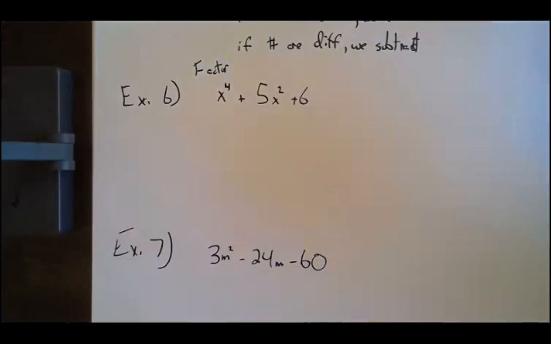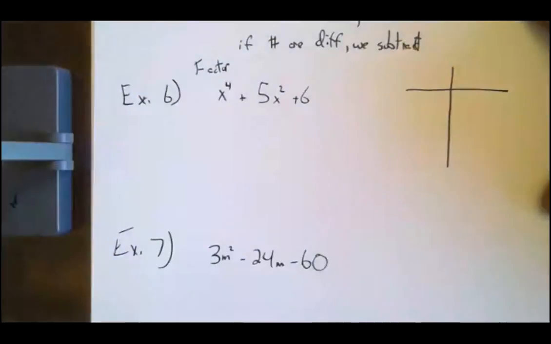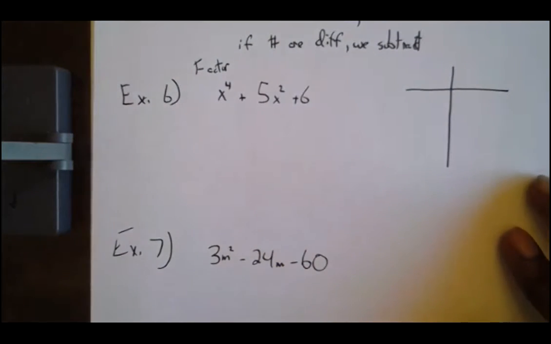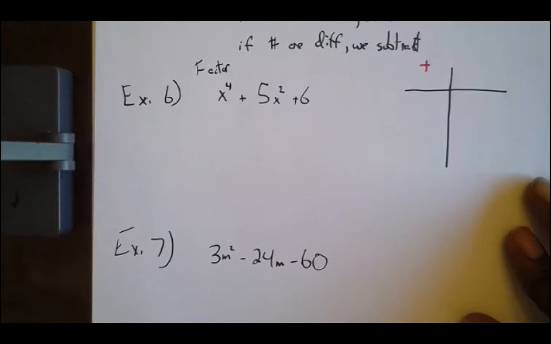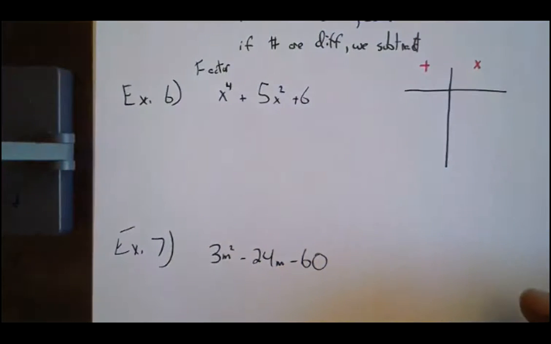All right, chart. What do you want me to put on the left side? Plus. On the right side? Multiply. What number on the left side?